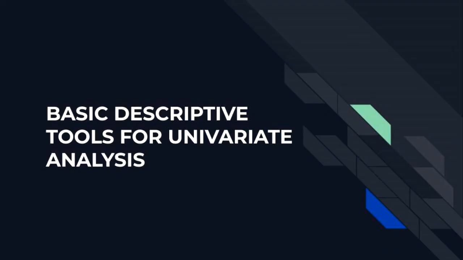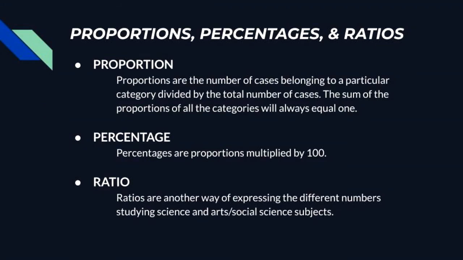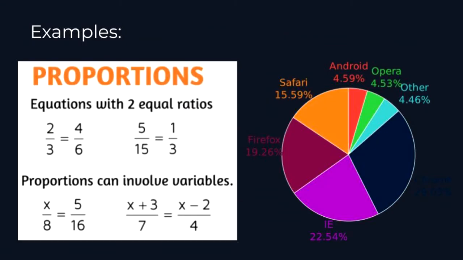So now that you have a basic idea, let's now move on to the basic descriptive tools for univariate analysis. First up are proportions, percentages, and ratios. Proportions are the number of cases belonging to a particular category divided by the total number of cases. The sum of the proportions of all the categories will always equal 1. Percentages are proportions multiplied by 100. And ratios are another way of expressing the different numbers studying science and arts or social science subjects. Here are some examples.